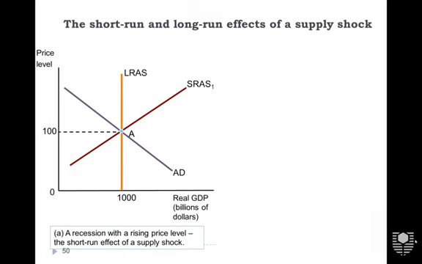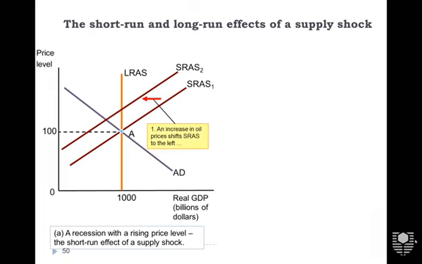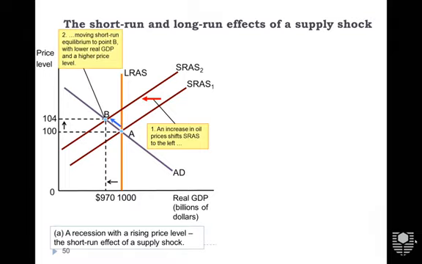Let's see how. The short-run impact would be that there is a supply shock and the short-run aggregate supply curve shifts towards the left. So an increase in oil prices shifts the curve to the left, and we move from point A to B with higher prices and less production.